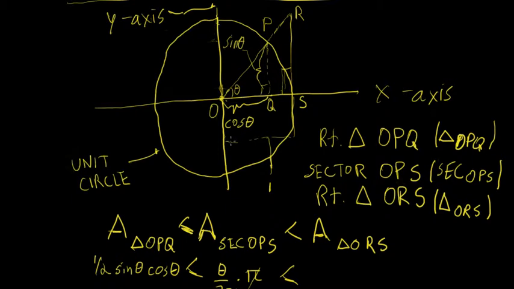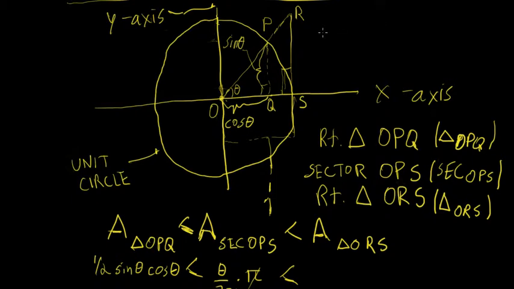I just extended a segment from the y-axis parallel to the x-axis to where a vertical line intersects point S here on the unit circle, and this is equal to the length of OS here. S is on the unit circle, so OS's length is just 1. But what's the length of RS?